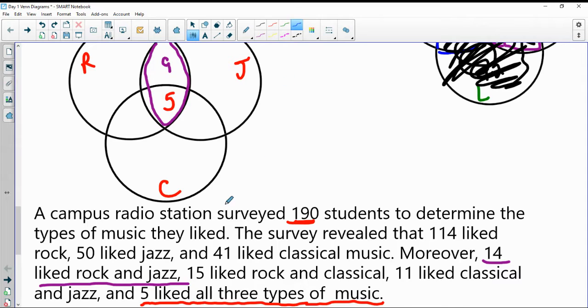Okay. Next, I've got 15 for rock and classical. So here's rock and classical. Total of 15, so take those away. So if you take away 15 minus 5, you get 10.